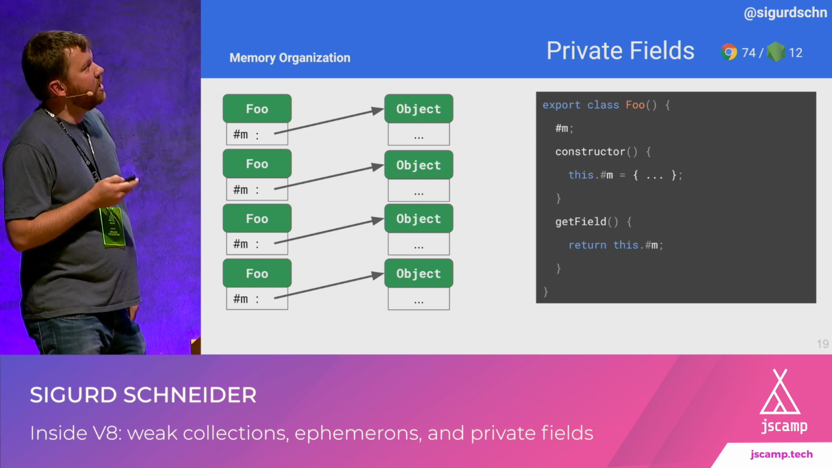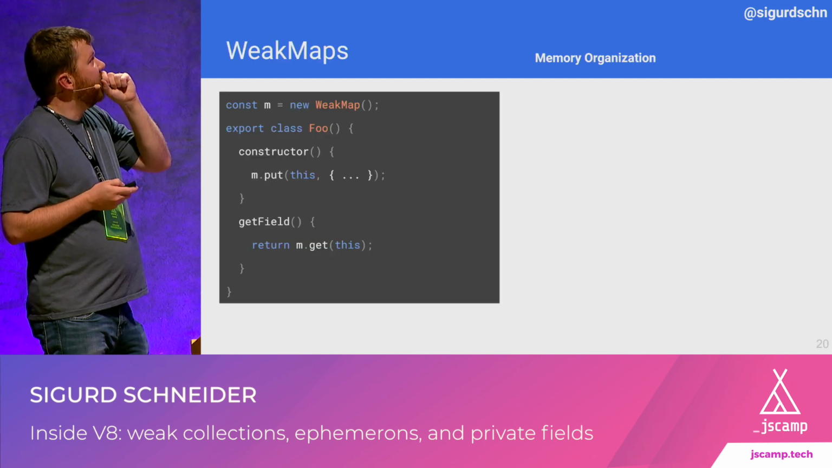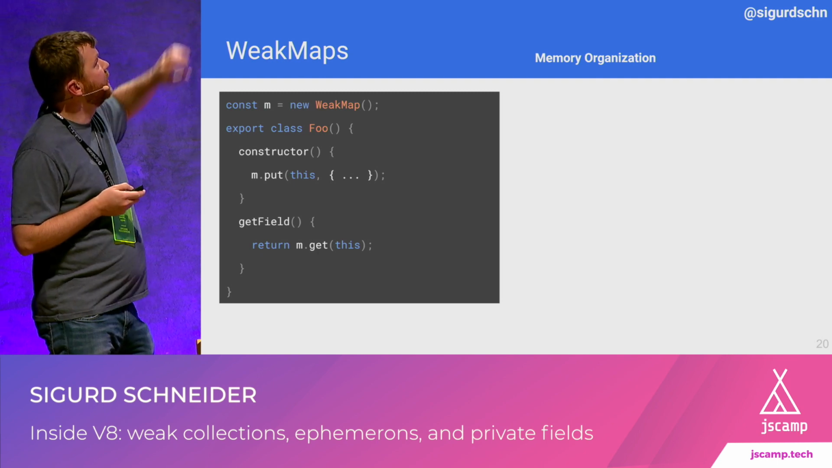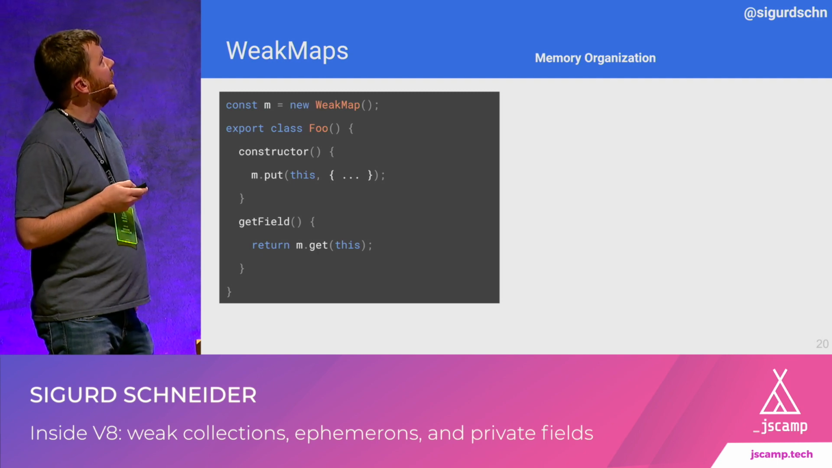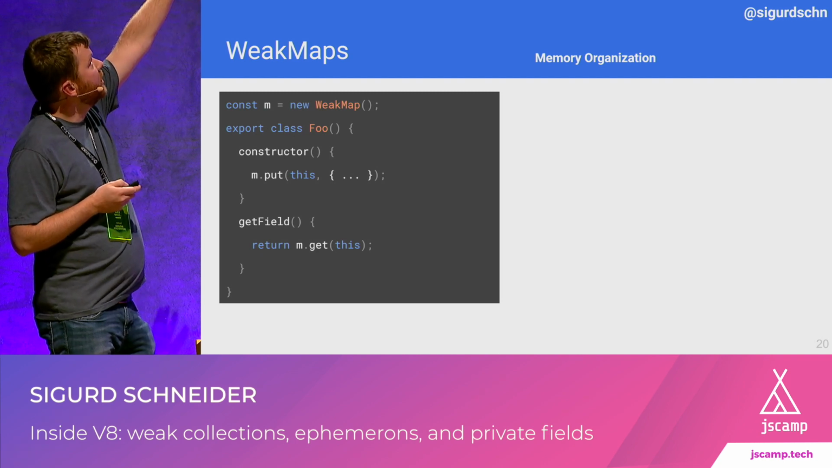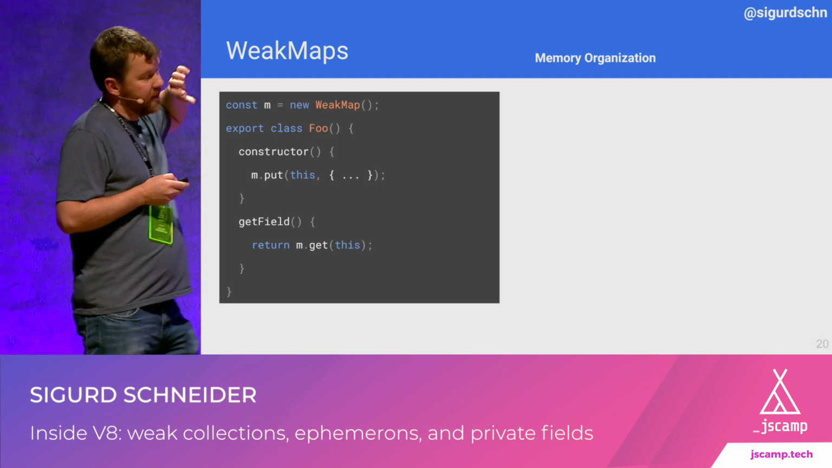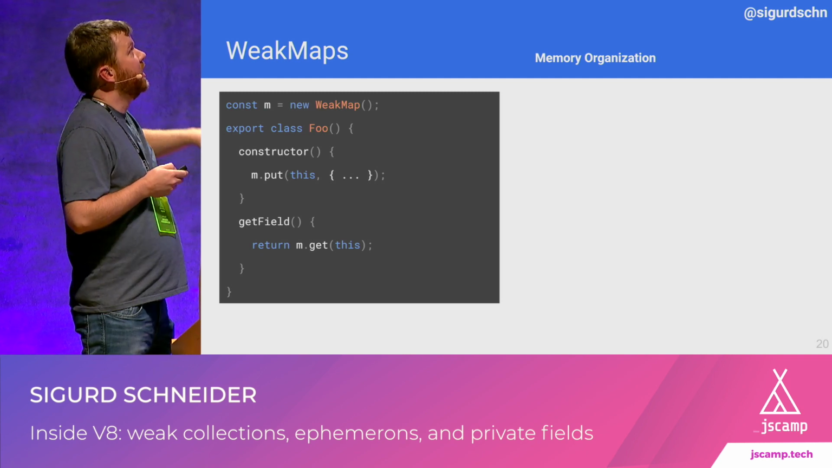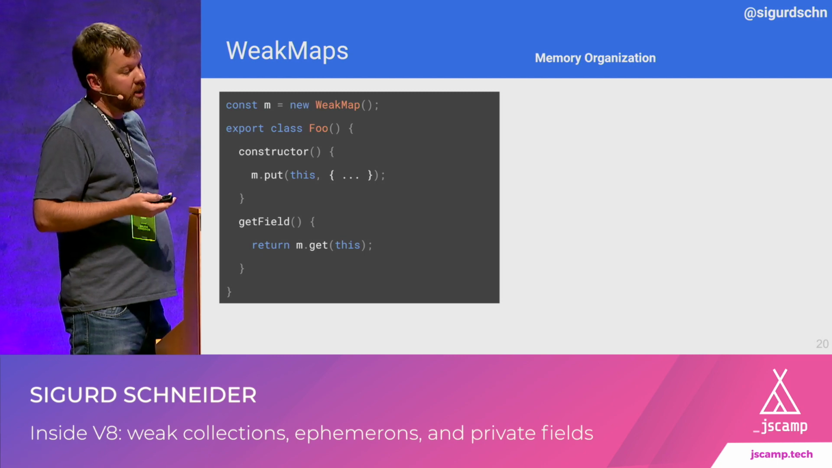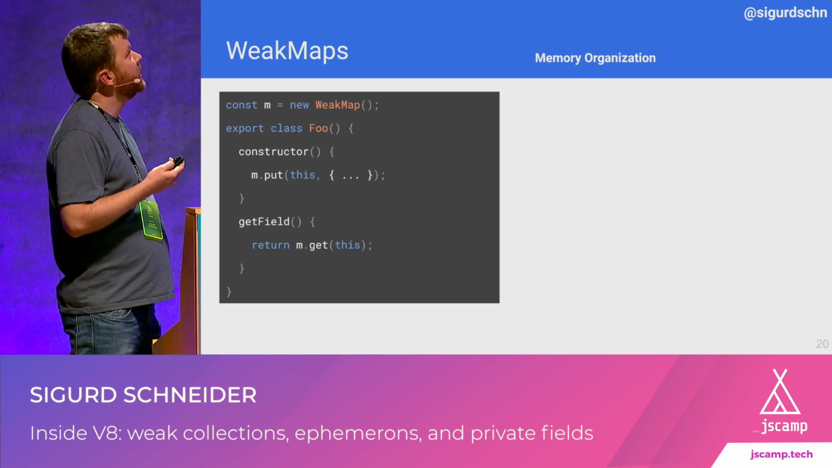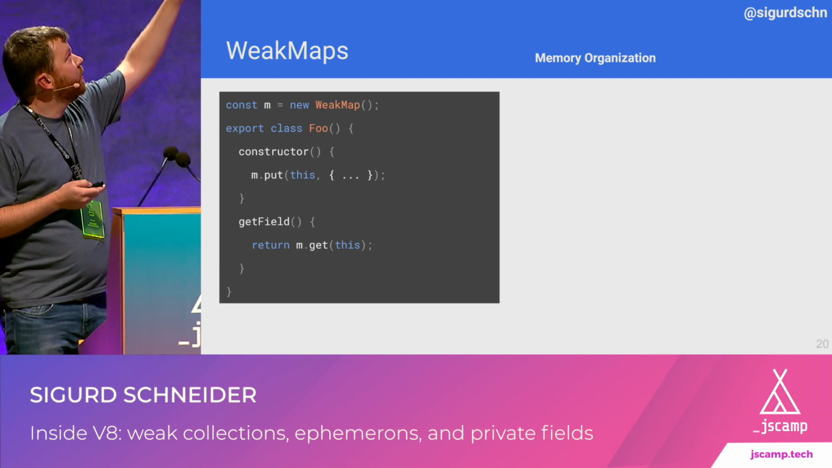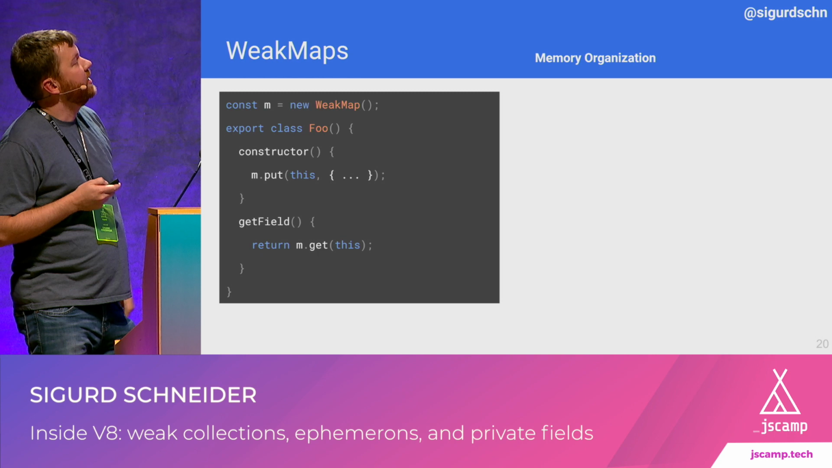And you can get a similar behavior when using weak maps. So here is the same class, foo, but now with weak maps. And the idea here is that this class is defined in a module, so m can only be accessed by the code snippet that you see here. It doesn't leak to the outside. And then we can emulate the private field by putting a pair into the weak map and using the foo object itself as a key.